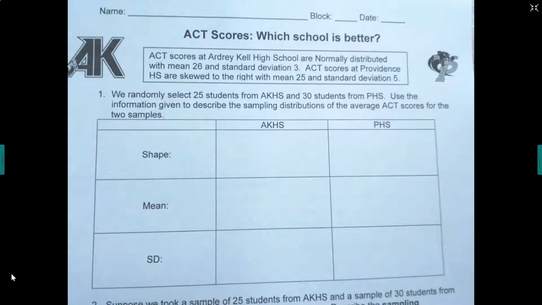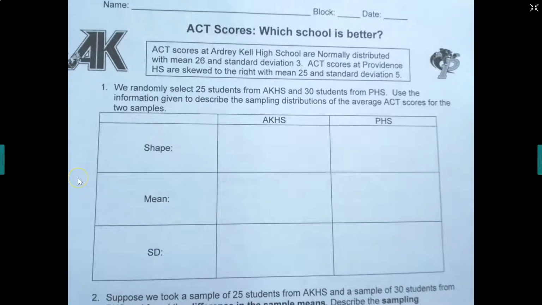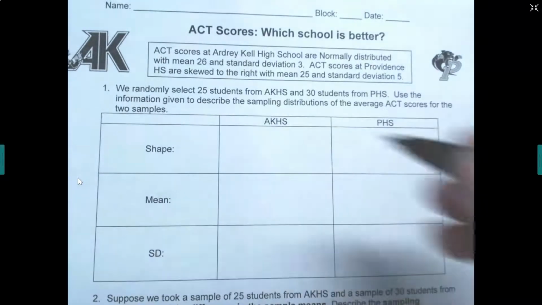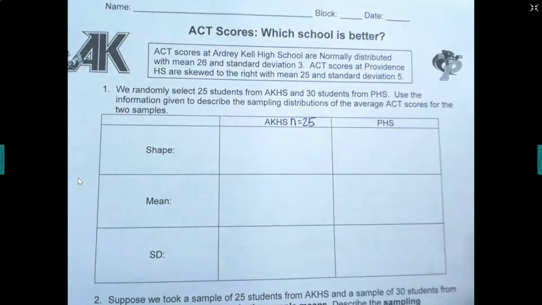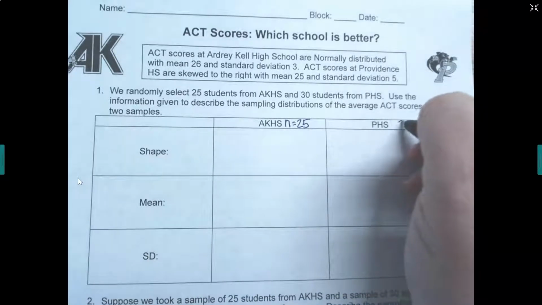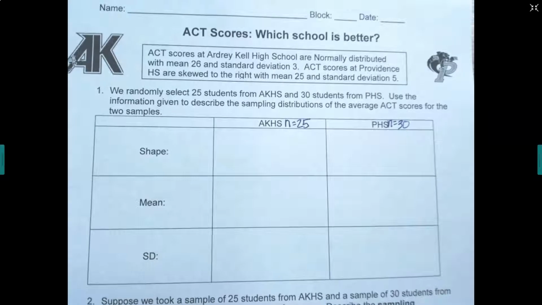And Providence High School has ACT scores that are skewed to the right with a mean of 25 and a standard deviation of 5. So think, skewed to the right means you have a bunch on the high end and only a few on the lower end, so they do pretty well. All right, now we will randomly select 25 students from AKHS, so I'm going to put N equals 25 here, and 30 students from PHS, N equals 30 here, just to help me kind of think about what I've got.